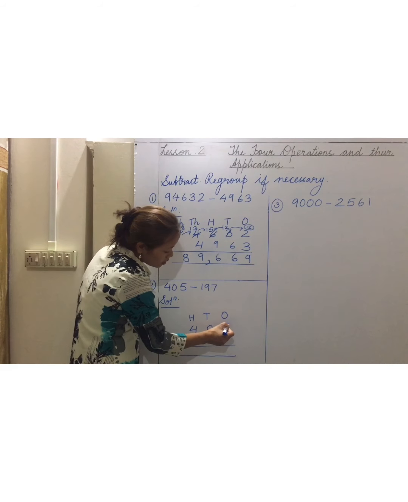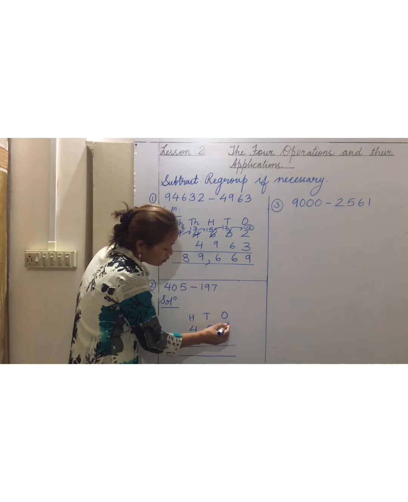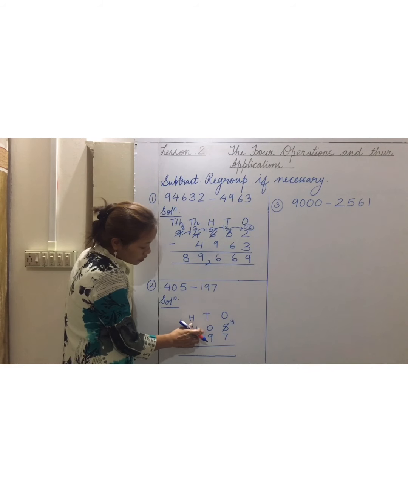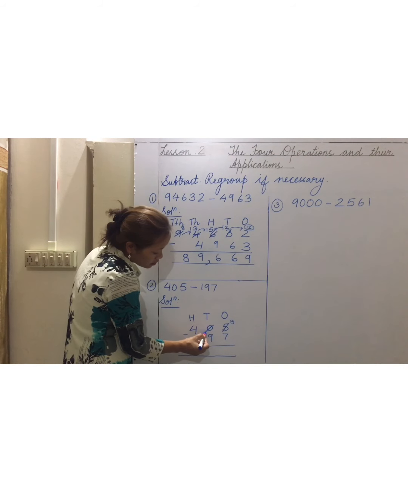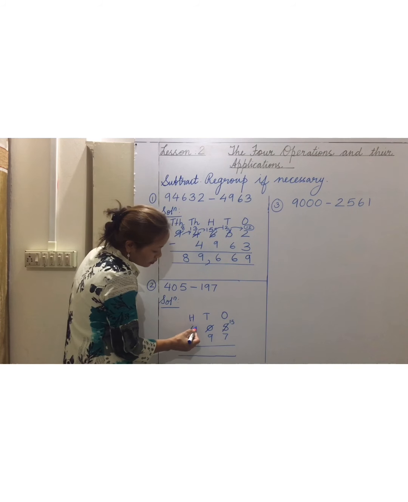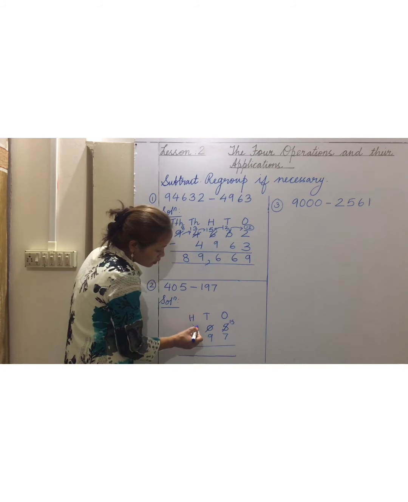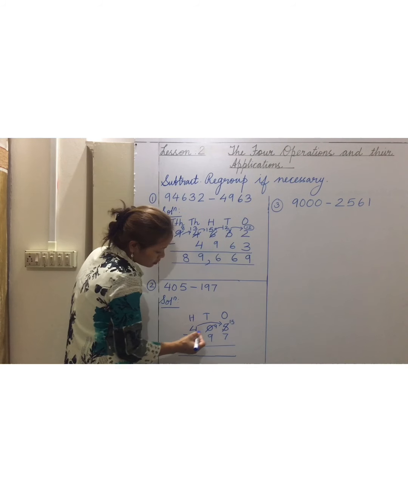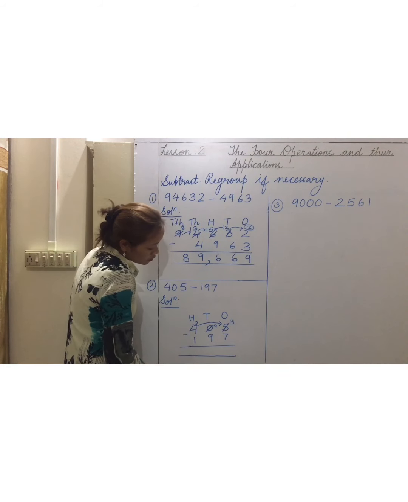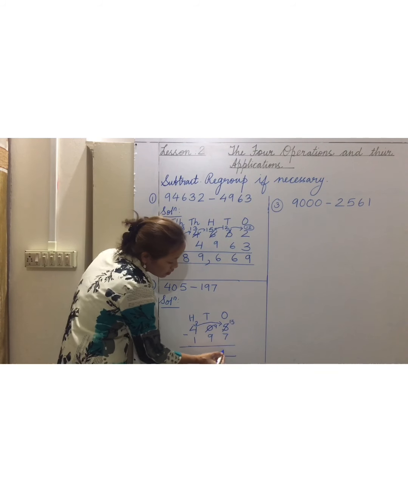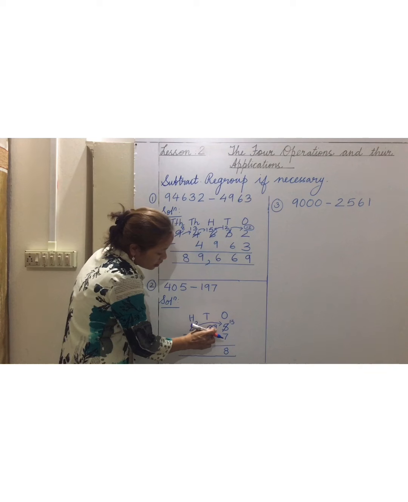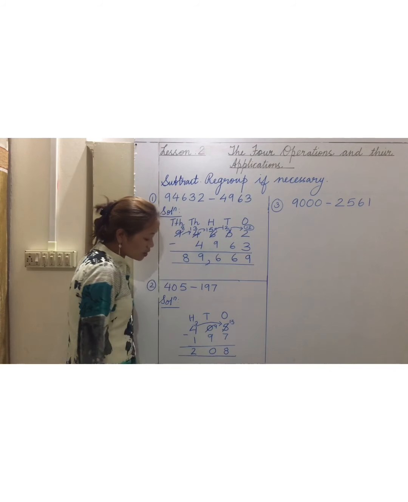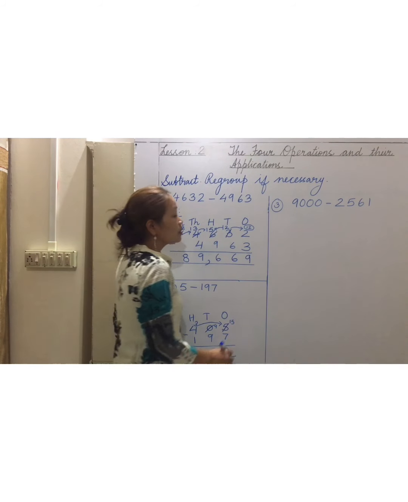Here, 5 minus 7 we cannot subtract, so we cancel this and this becomes 15. The 0 also cannot subtract, so we borrow from the next digit. The 0 becomes 9 and this becomes 3. So 15 minus 7 is 8. 9 minus 9 is 0. 3 minus 1 is 2. So our answer is 208. Right? Next example.